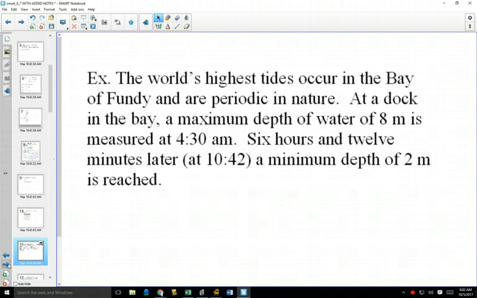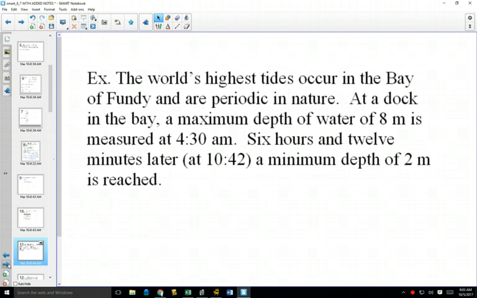Our last example from this page is with tides. Tides are also periodic. They come in, they go out. They come in, they go out. And if they follow a time frame like that, then they can be modeled by a sine and a cosine graph. This is a little bit tricky.